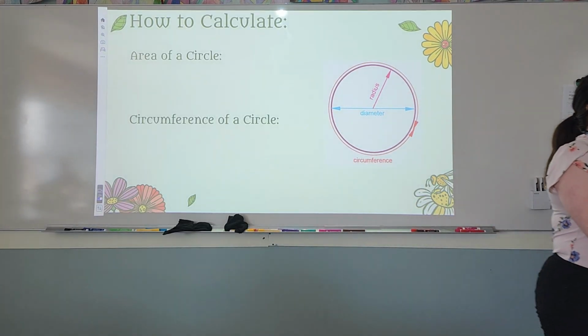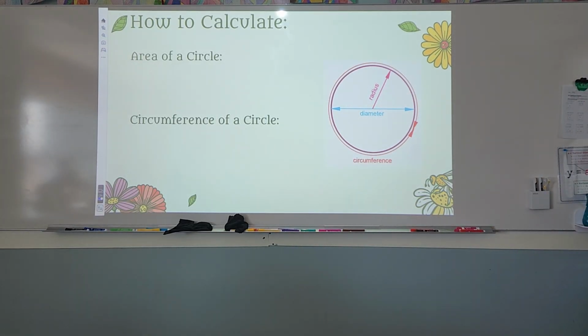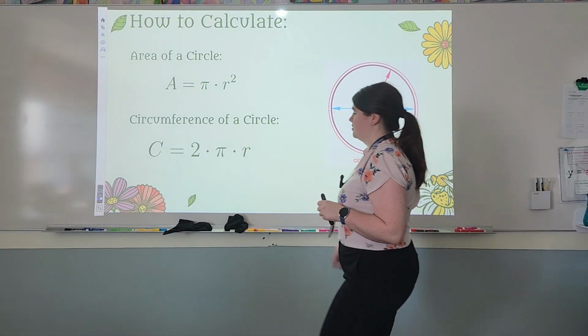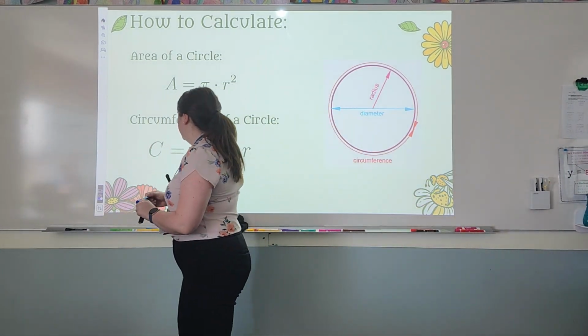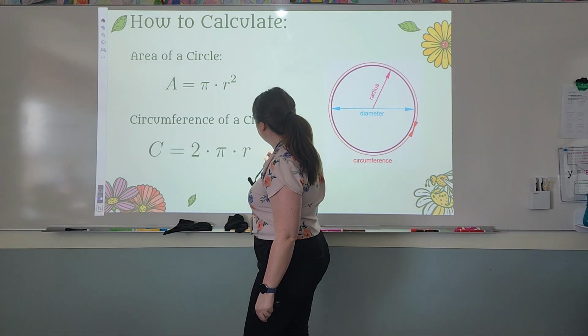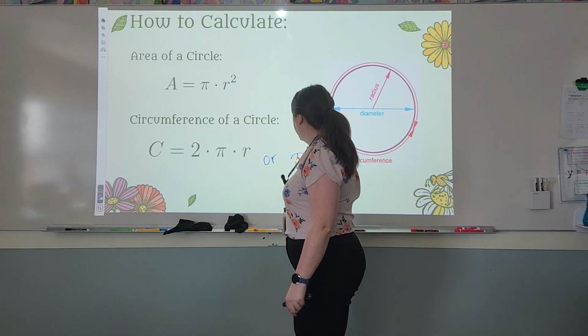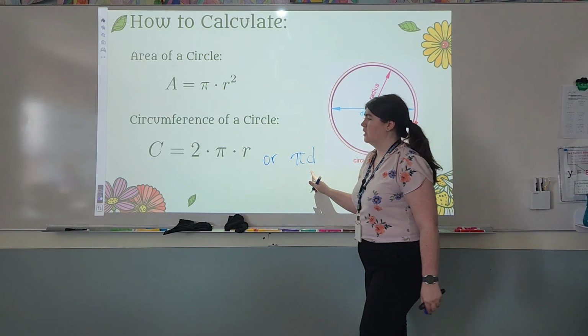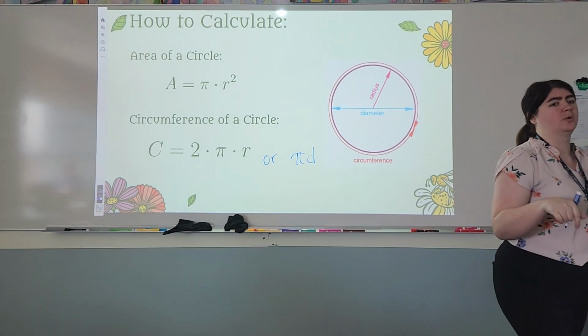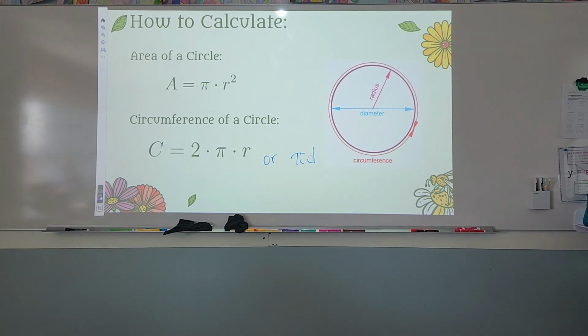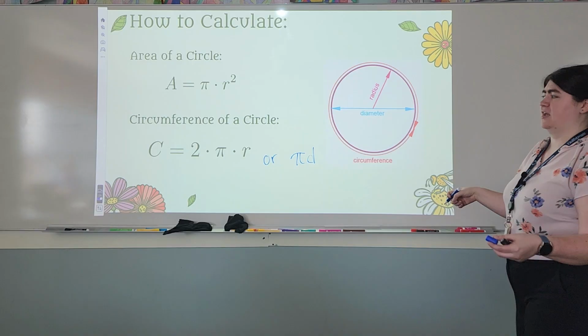So we have two things that we can calculate right now. The area of the circle, area equals pi times the radius squared, and the circumference of the circle, which is C equals 2 pi r. Or, I didn't put this one in our slides here, but the other option for circumference is pi times the diameter, because the diameter is equal to twice the radius. So d and 2r are the same thing.